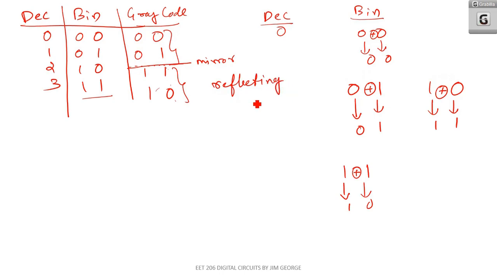Reflecting code. So here only the first bit, this is the second bit. Only the first bit is getting reflected. So 1 is reflected as 1, 0 is reflected here. That is why it is known as reflecting code. I will show one more example.